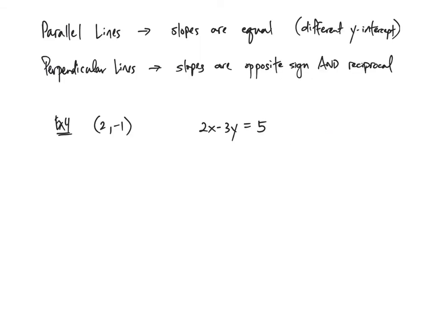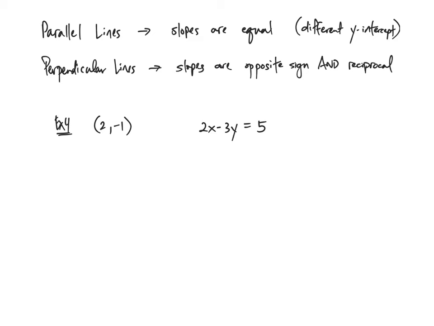So now we look at parallel and perpendicular lines. Parallel lines, we know, are lines that have the same slope but different y-intercepts. Perpendicular lines are lines whose slopes are opposite in sign, so one has to be positive and one has to be negative, and they also have to be reciprocals of each other. That's when you have non-vertical lines, of course.